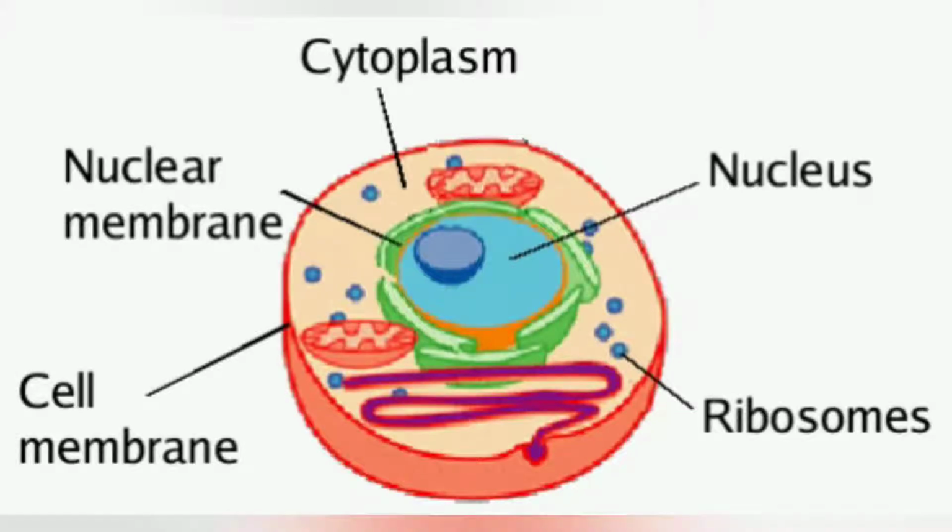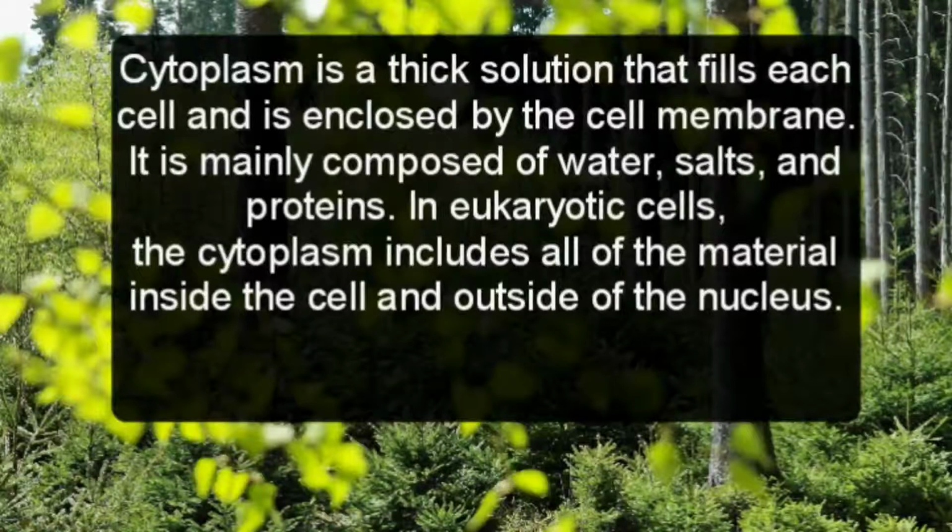Now we have cytoplasm, another part of the cell. Cytoplasm is a thick solution that fills each cell and is enclosed by the cell membrane. It is mainly composed of water, salts, and proteins. In eukaryotic cells, the cytoplasm includes all of the material inside the cell and outside of the nucleus.